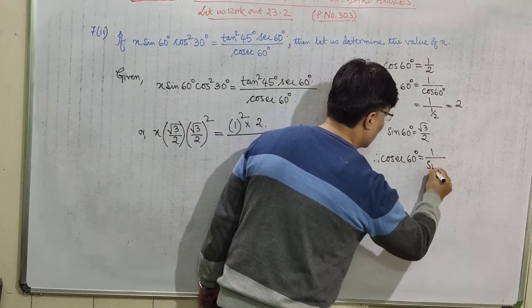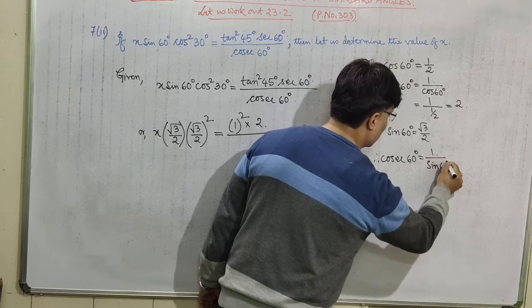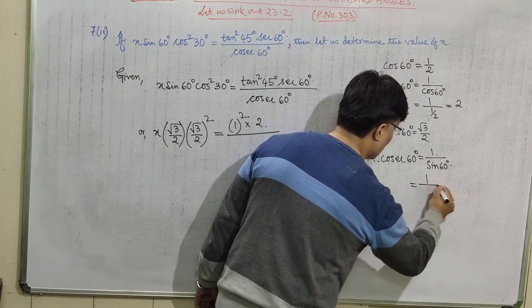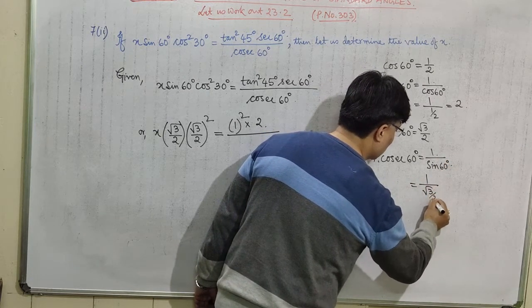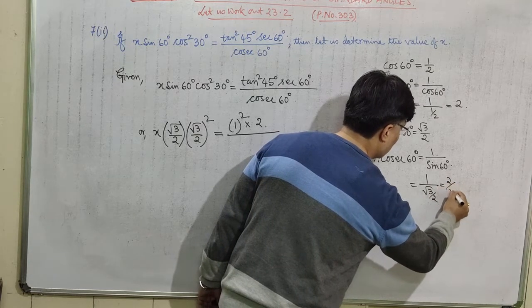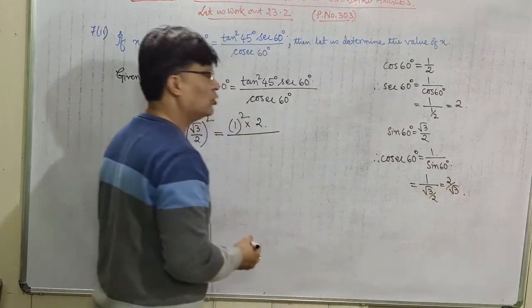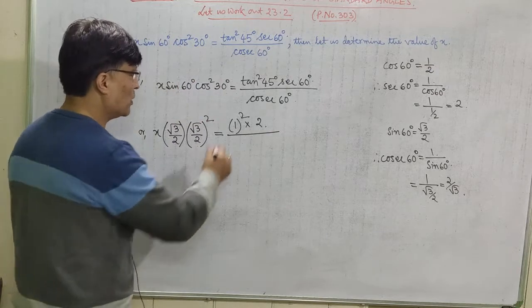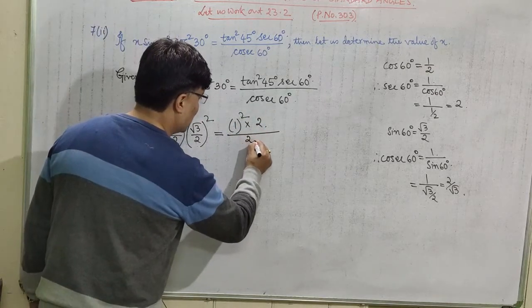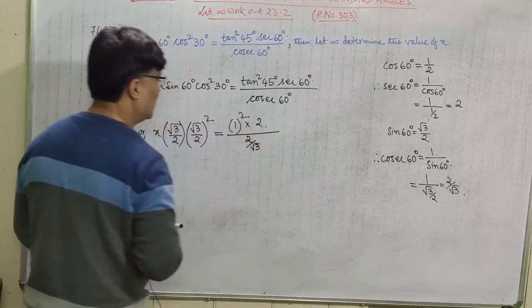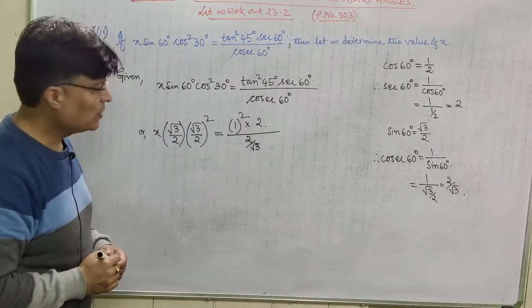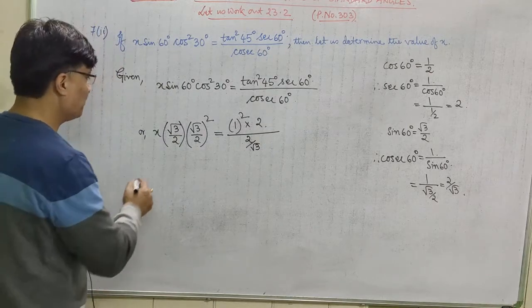Which is equal to 1 upon sine 60 degree, which is root 3 by 2. So after simplification you will get 2 by root 3. So what is the value of cosec 60 degree? It is 2 by root 3. So let us simplify it now.